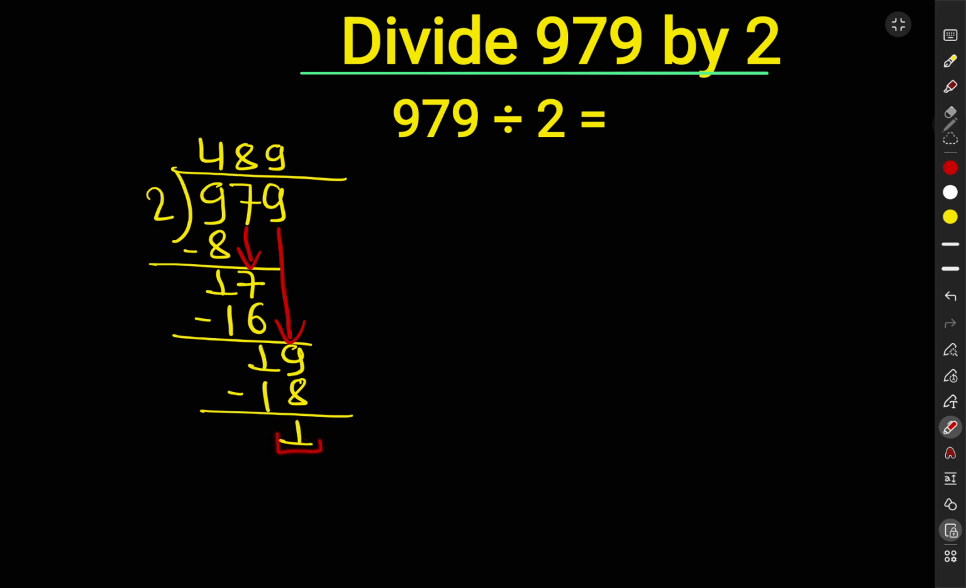So now this 1 is less than 2 and there is no other number to put it down. So we take here decimal, so that we put 0. So it is 10 and 2 times 5 is 10. On subtracting we get 0.